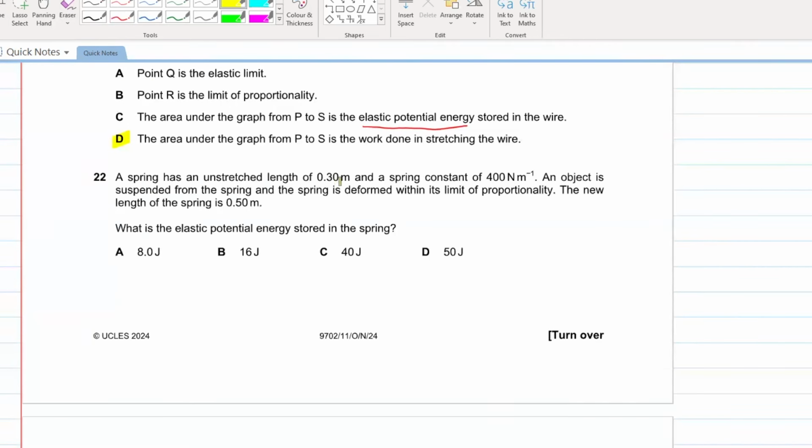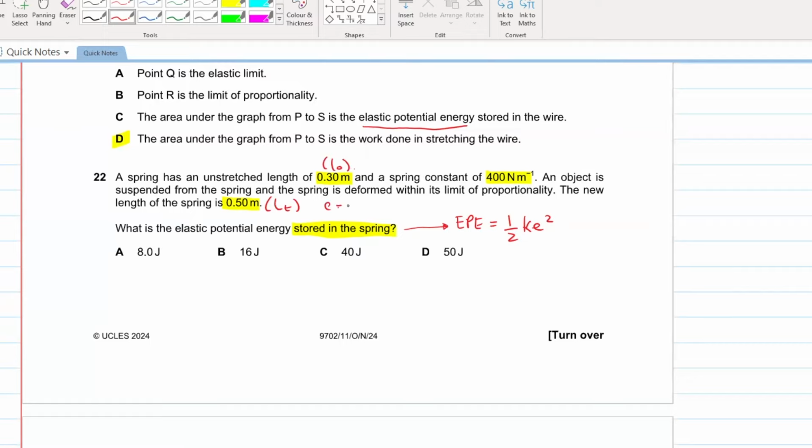Let's move ahead. A spring has an unstretched length of 0.3 meter. A spring constant of this. An object is suspended from the spring and the spring is deformed within its limit of proportionality. The new length of the spring is this. Perfect. What is the elastic potential energy stored in the spring? You have to calculate the elastic potential energy. So, do you remember any formulas for elastic potential energy? Elastic potential energy is equal to 1 upon 2 k e square, where e is the extension. Now you know that the total length is 0.5, the unstretched length is 0.3.